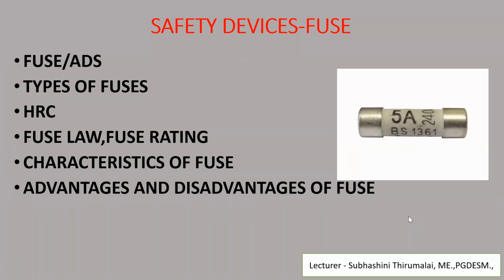So today's lecture is about safety devices. What are the safety devices we use? We have several types of safety devices: fuses, circuit breakers, relays, overload relay, under voltage relay, under frequency relays. So many protecting devices, safety devices we have. Under that, in today's lecture we are going to see what is a fuse.